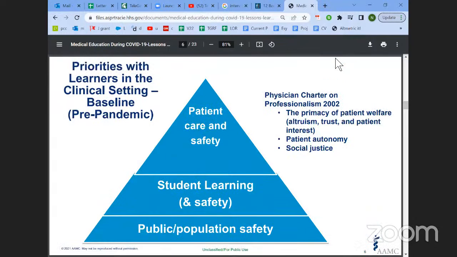So when we think about the priority of learners in the clinical setting, we usually think of it in a pyramid shape. And the most important thing that we used to focus on pre-pandemic was patient care and safety, and student learning comes second, and then public or population safety was not given as much attention before COVID. So when students were learning, or when they were in a clinical setting, they were taught in a way that patient care and safety comes first. So this is the pyramid, which has changed drastically after the pandemic. Next slide.